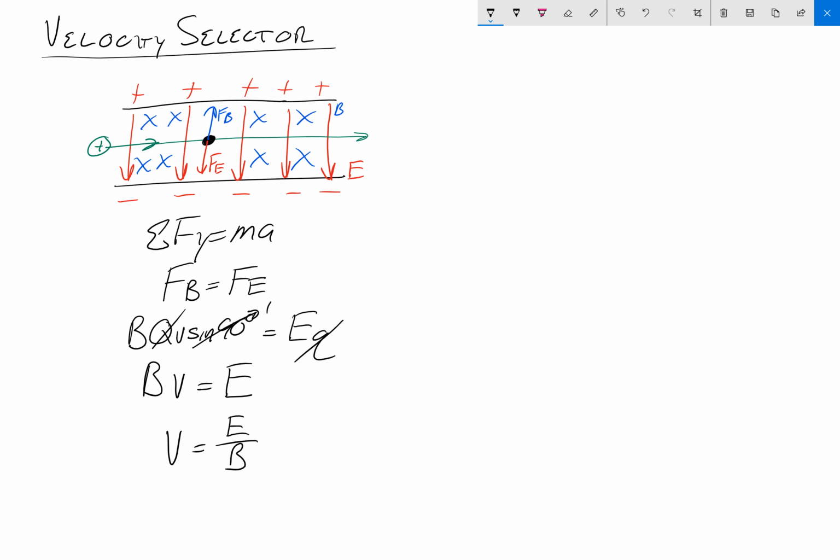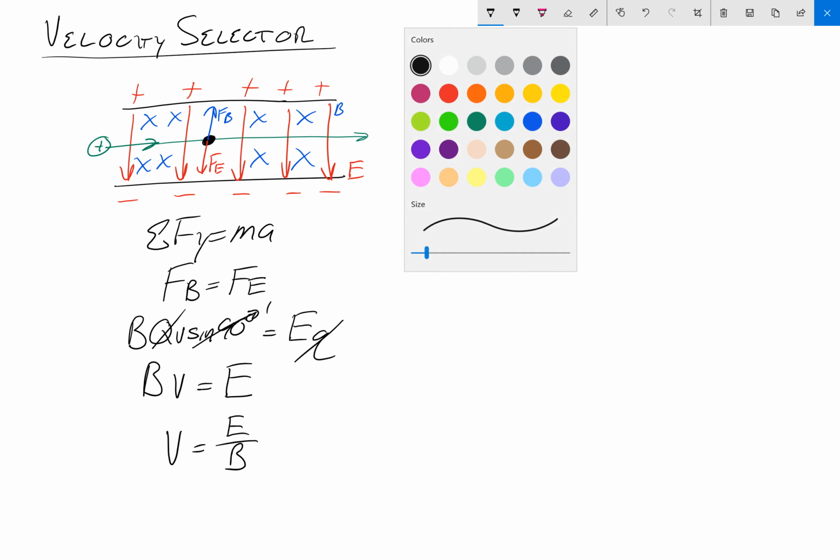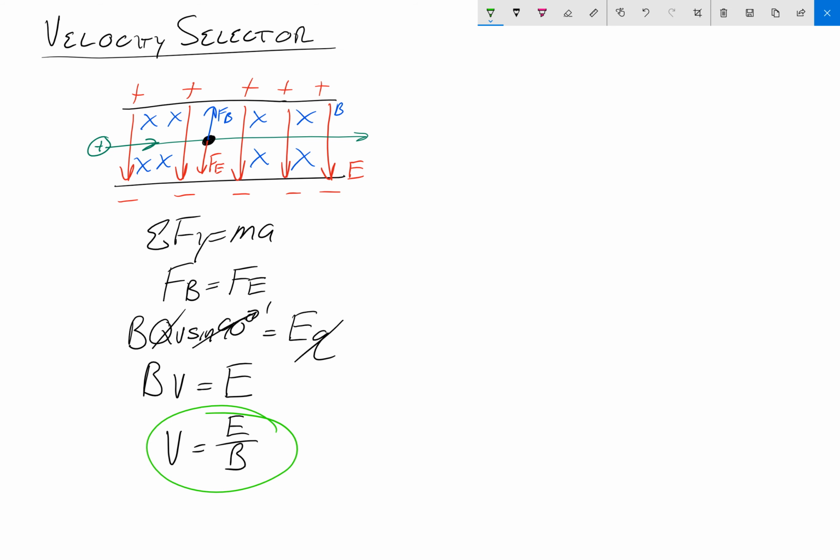Please do not memorize this. This is not an equation. And by this, I mean this at the bottom here. It's not an equation. It's the result of setting two forces equal. The main point is that this is moving straight. It's not accelerating up or down. Therefore, the two forces must be equal. And this is the result of what happens.